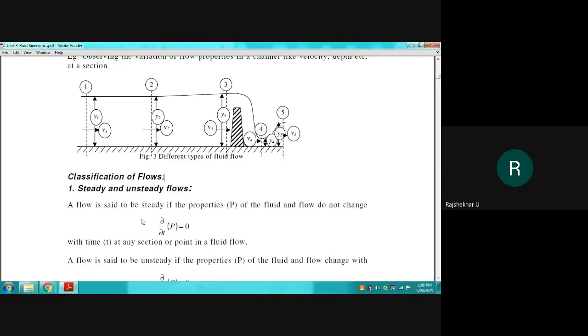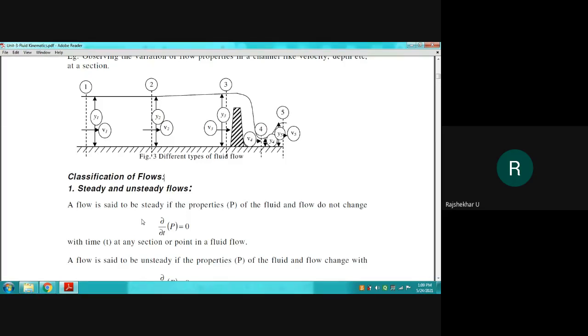Okay. Here, the properties of the fluid are not changing with respect to time. Steady means what? Steady means change is not happening. It remains the same with respect to time. So if I am studying a fluid particle, and its properties are not changing with respect to time, then I call that flow a steady flow.